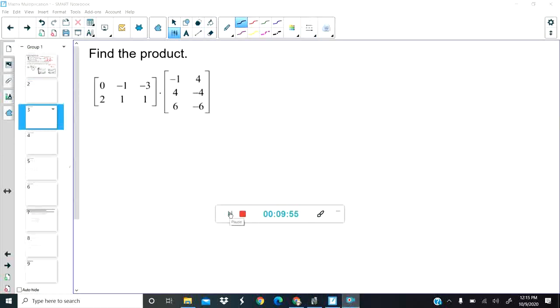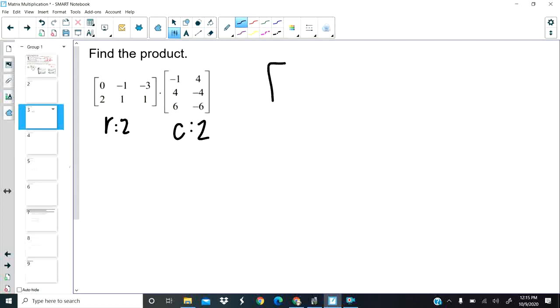Okay, so now I want to find the product of these two matrices. So the first thing I need to do is check the number of rows in my first matrix, which has 2 rows, and check the number of columns in my second and make sure they're the same. So this one has 2 columns. And so then that means that my resultant matrix is also going to have 2 rows and 2 columns.